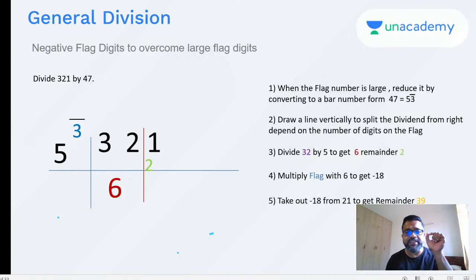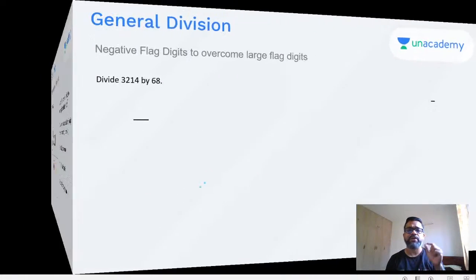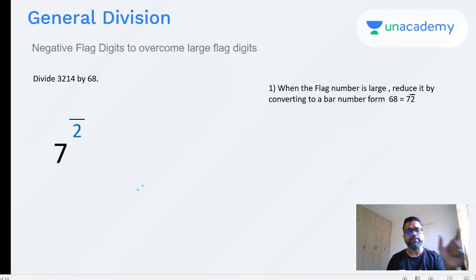Now I will multiply the flag minus 3 into 6. What do I get? Minus 18. So 21 minus 18 is equivalent to 21 plus 18, right? So 21 plus 18 is 39. So your answer for that is 6 remainder 39. So you're able to solve more varieties of problems, right? And there are only small variations like these using the bar numbers, and you're able to actually solve them. Let's look at one more example.